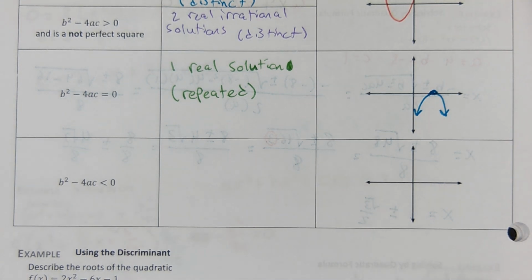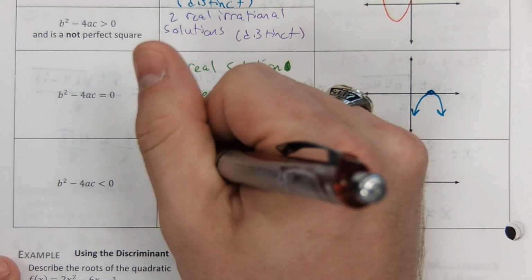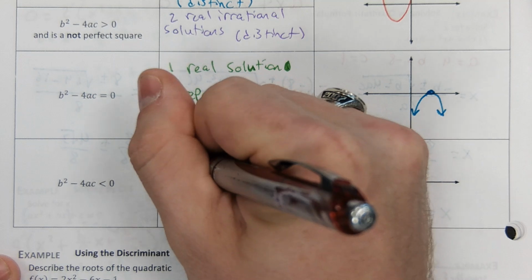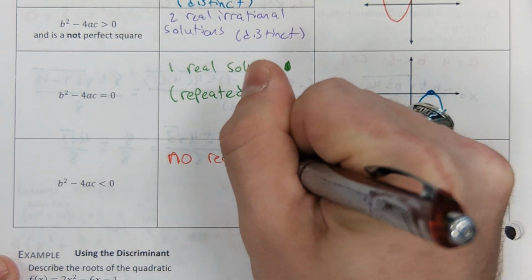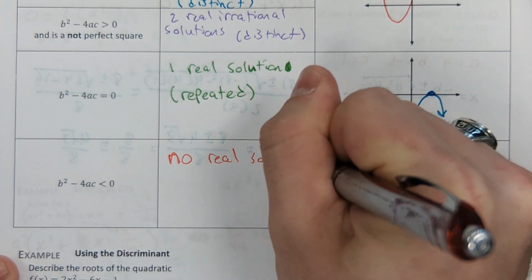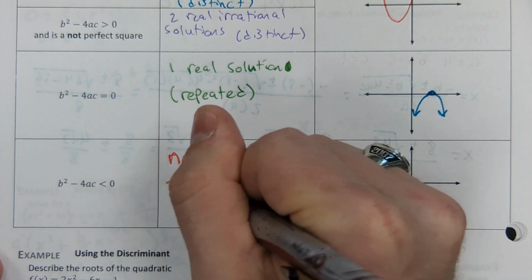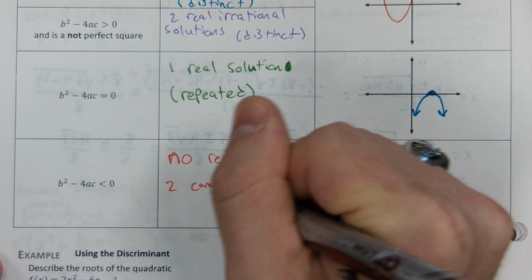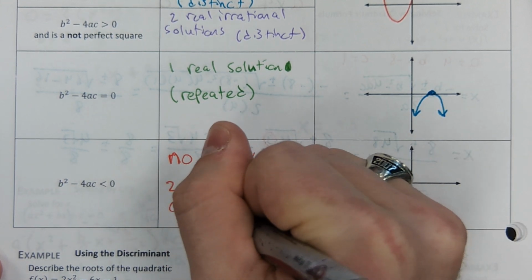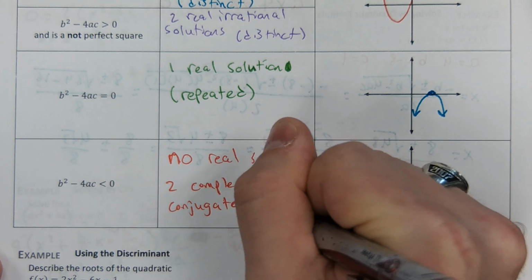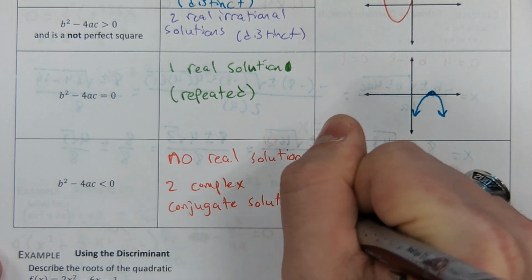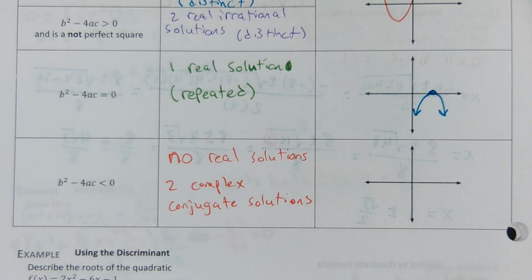If b squared minus 4ac happens to be a negative number, like it was in the second example on the front, then there are no real solutions. No real solutions. But that doesn't mean there's no solutions. There are two complex conjugate solutions. No real solutions implies there are two complex conjugate solutions.